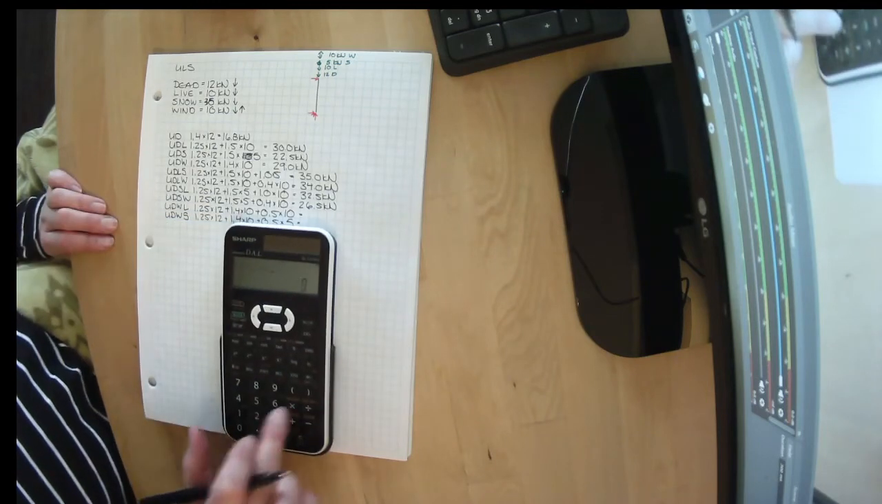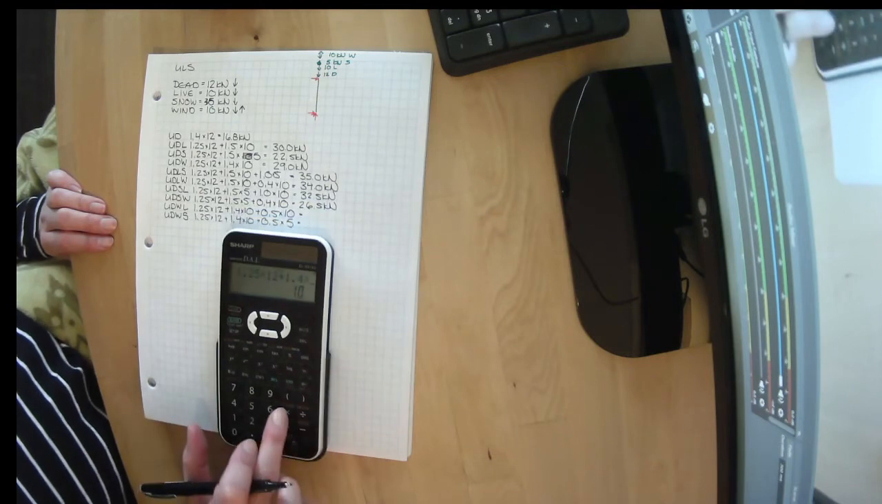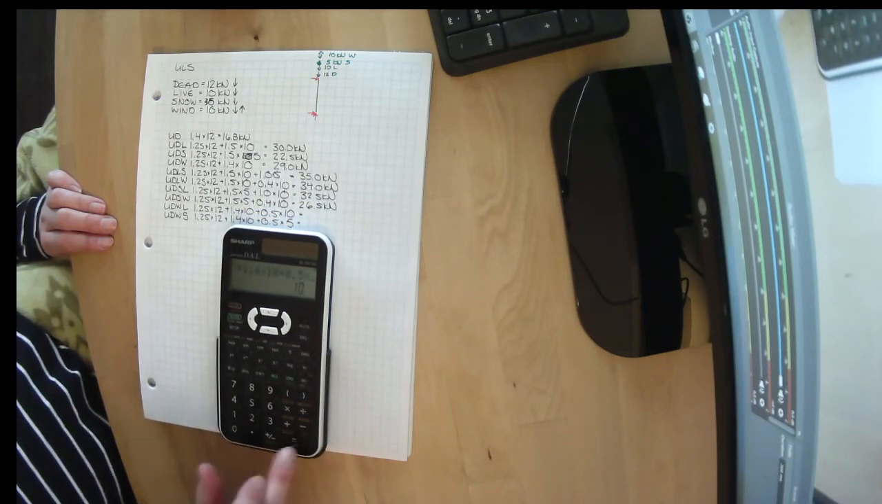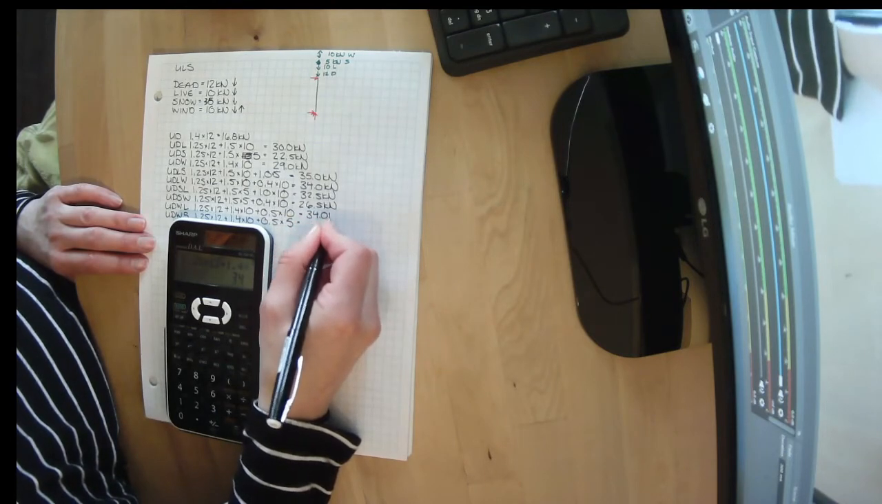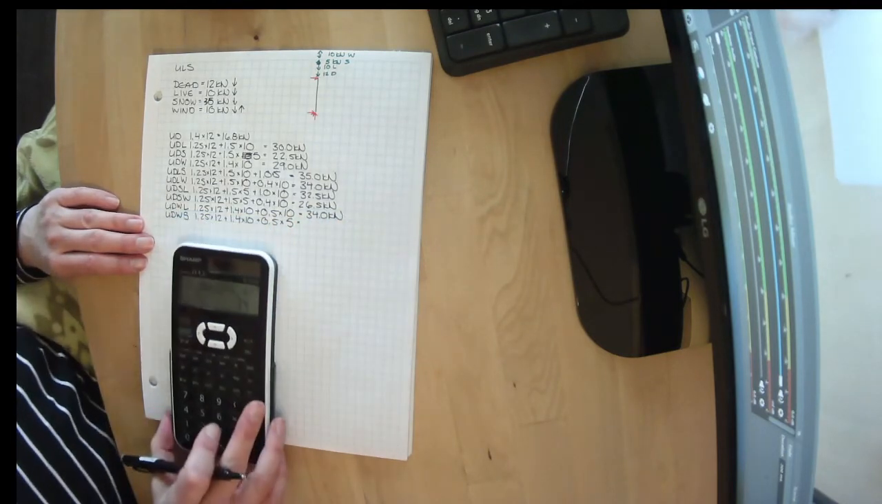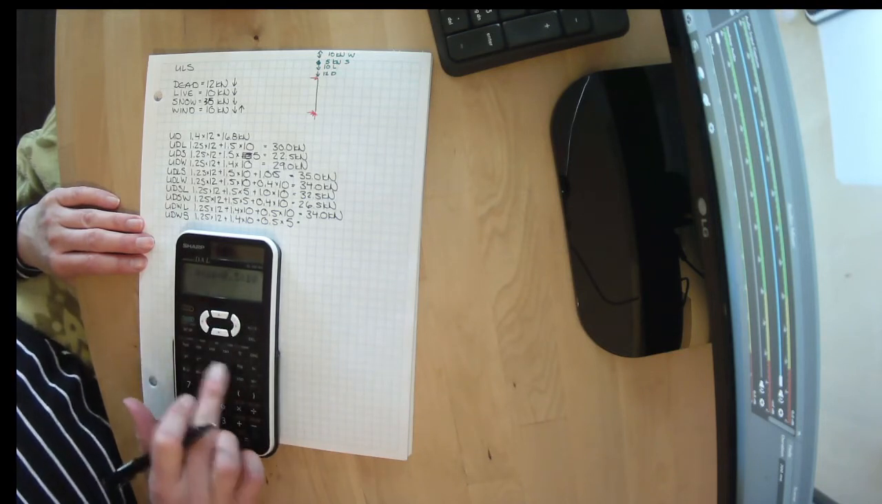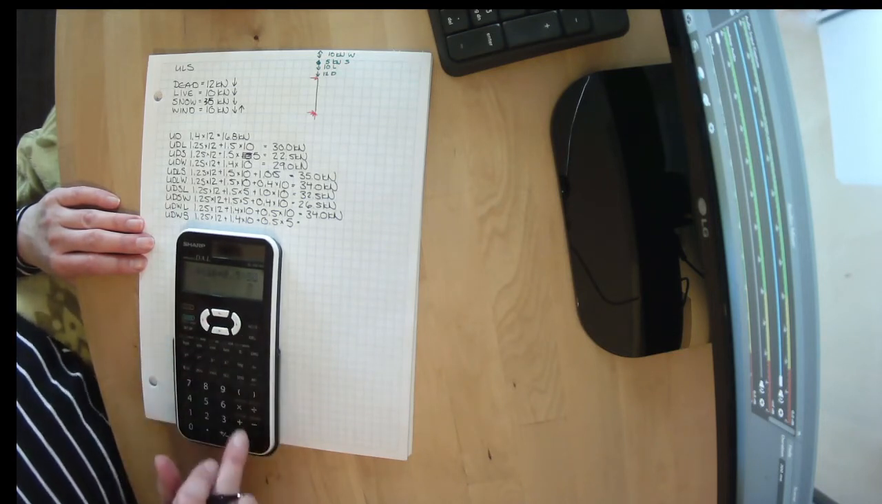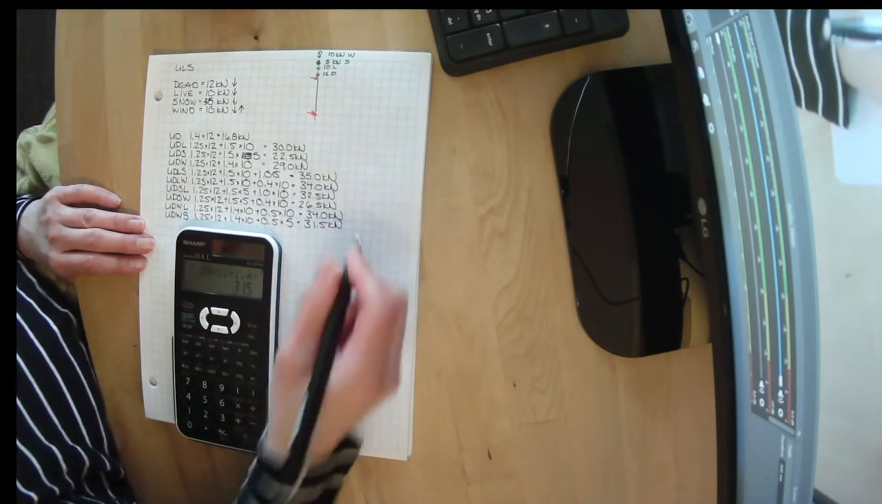1.25 times 12 plus 1.4 times 10 plus 0.5 times 10 equals 34 kilonewtons, or 0.5 times 5, or 31.5 kilonewtons.